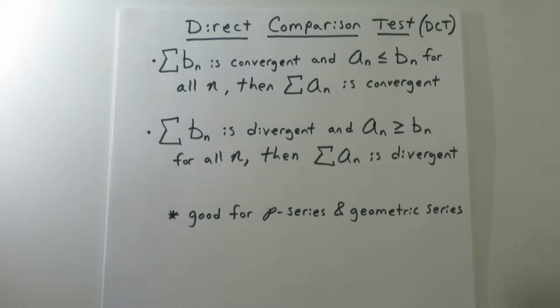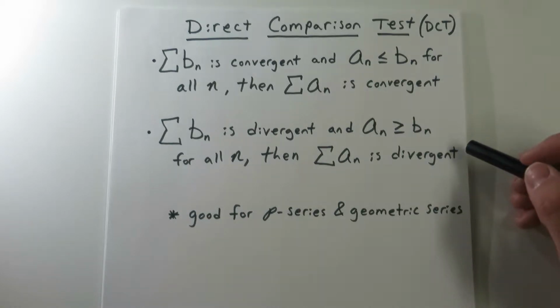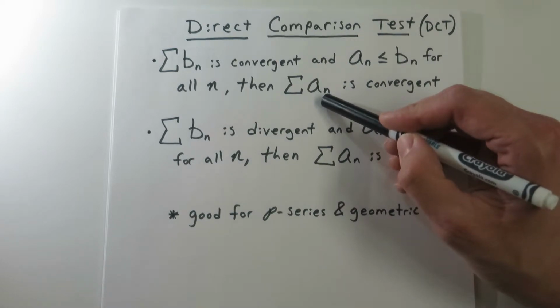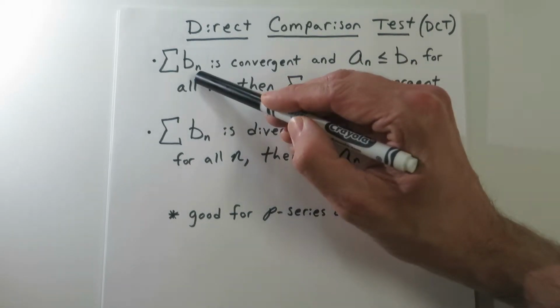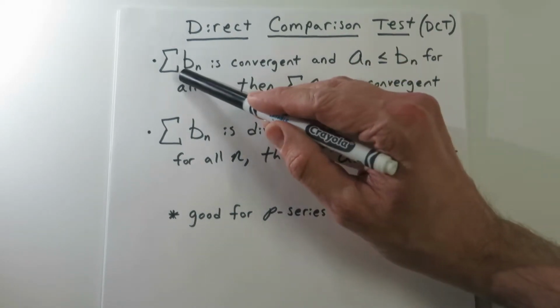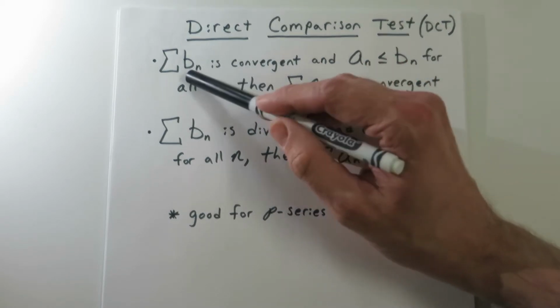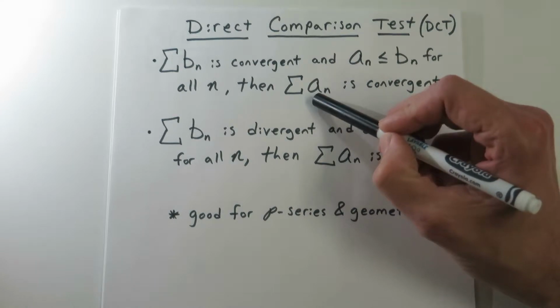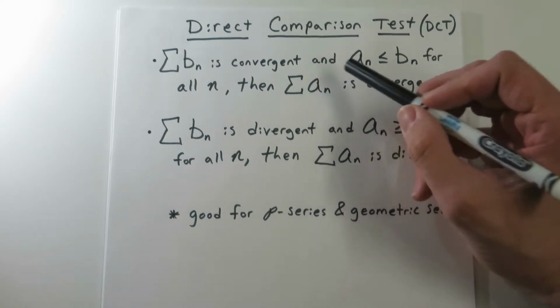And this makes sense because if we have some a sub n that's smaller than a convergent series, well, you know that this converges to some finite value, so the one that's smaller than it must also converge to some finite value.